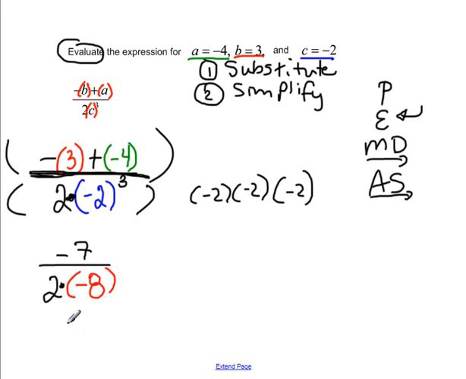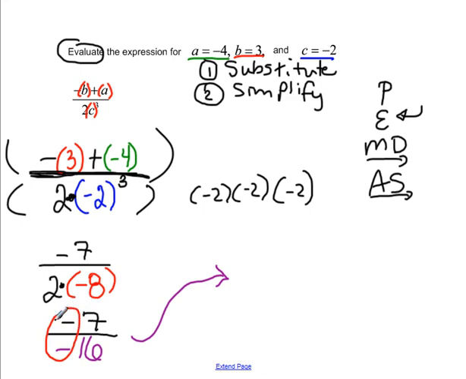Now we can take our final step. Our numerator stays -7. We already simplified that. And in my denominator, I have 2 times -8. Well, we know a positive times a negative is a negative, and 2 times 8 is 16. So we've done most of the work, but we still have one more step to do. We want to be sure that this fraction is in its simplest form. And certainly 7 and 16 have no common factors, so there's nothing we can do with the 7 and the 16. But we can do something with these negatives.